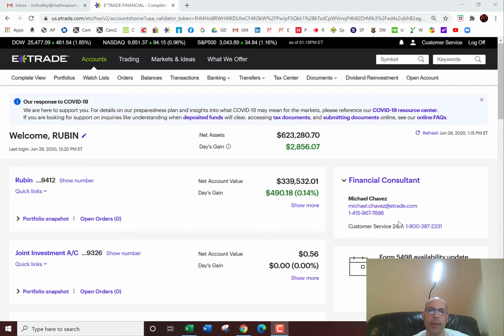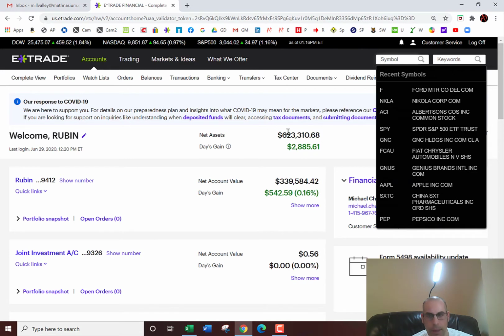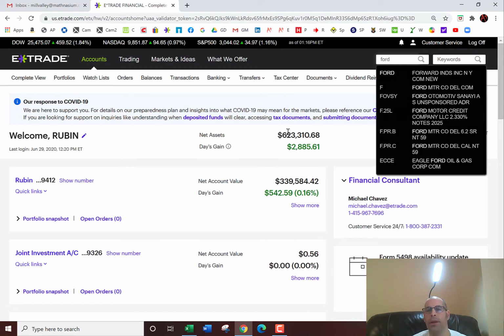I'm going to show you how to buy stock on Etrade. So the first step is you need to find the company, and you go to this box that says symbol. And if you don't know the ticker symbol, you could just type in the name of the company. And I'm going to look for Ford.